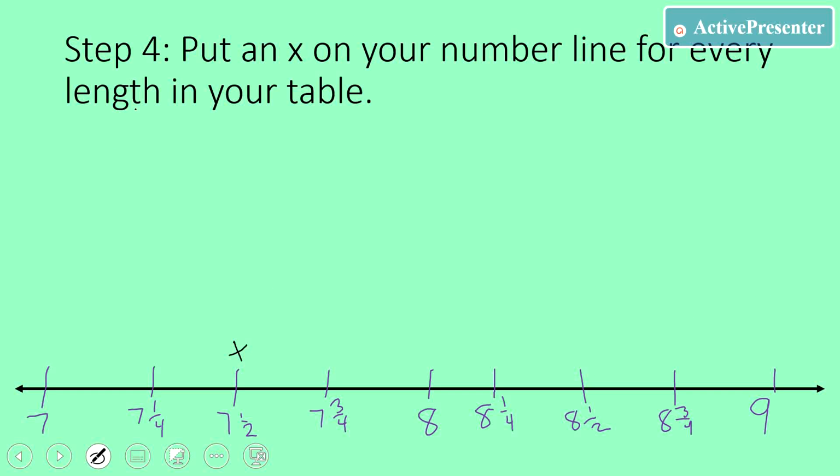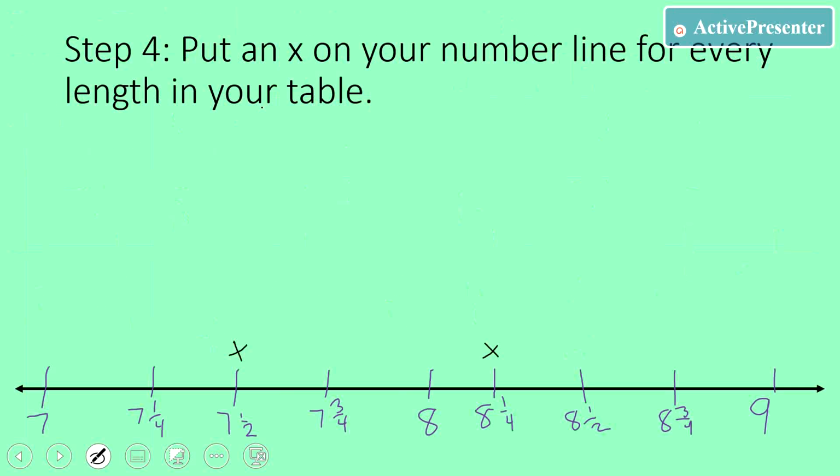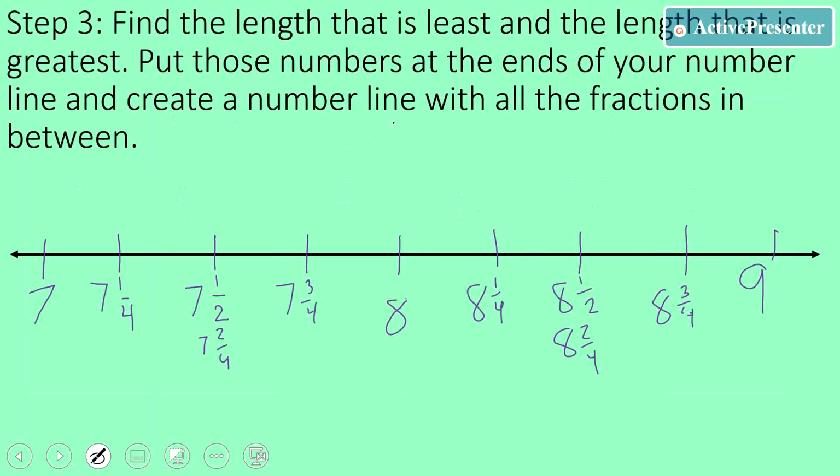Now I'm going to do 8 1/4. I put an X on 8 1/4. Okay, I've done that one. Now I'm going to do 7 1/4. Okay, I put an X here. And I want to make sure that they're lined up as best I can. Now I'm going to do an 8.